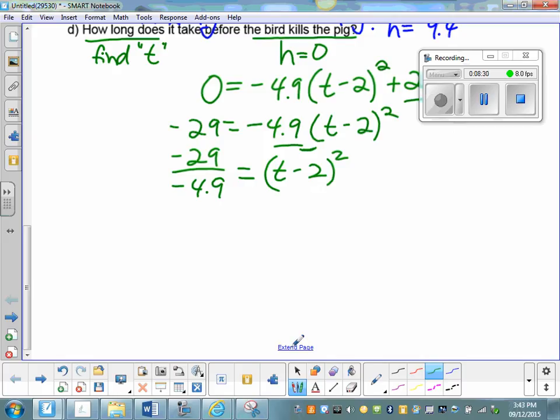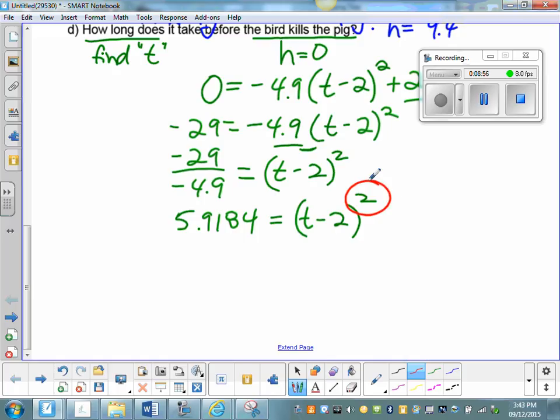All right. And when I divide those, I get 5.9184. There's more decimals there, but I'm going to go that far. I don't want to stop after 1 or 2 decimals because I want it to be as accurate as possible. 4 decimals is decent there. Once I get here, though, I've got a little bit of a problem. I have to move this squared to the other side of the equal sign. And what happens when I move it to the other side is I take the square root of 5.9184. And then on this side, I'm just going to be left with t minus 2.